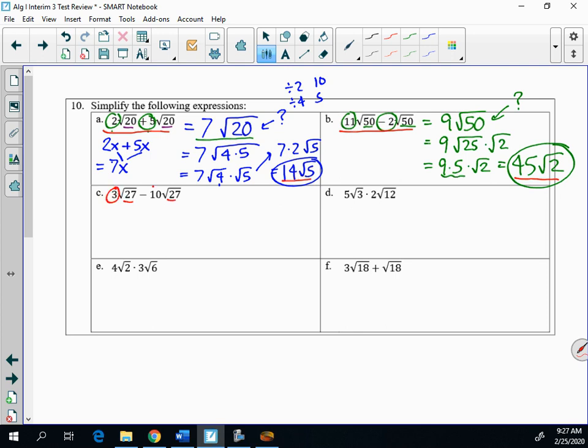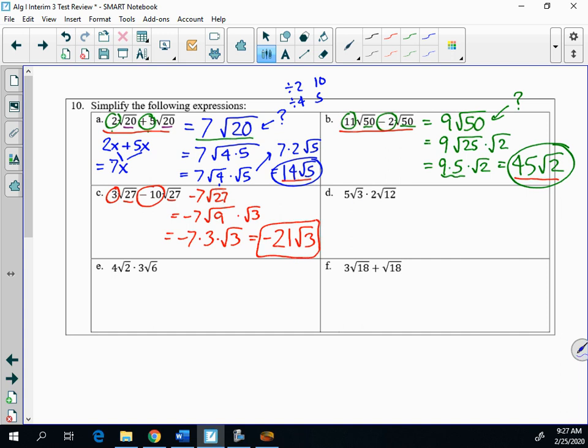Part C, again, they match here. So let's do 3 minus 10, which gives us negative 7 square roots of 27. Can we break down 27? Yes, we can. So when I divide it by, that was wrong. When I divide it by 3, I get 9. So I break it down into 9 and 3. And then negative 7 times 3 times the square root of 3 gives me negative 21 square roots of 3. And again, check when you're finished.